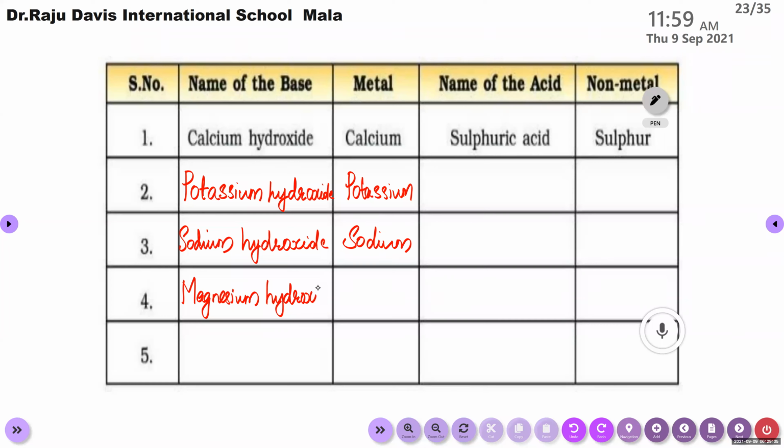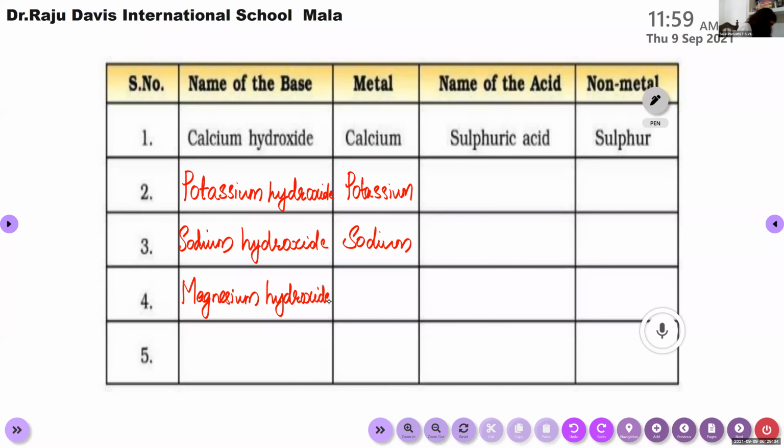Can you say what we have to do? Yes, ma'am, in which page number? Page number 48. Wait. Page number 48. Table 4.4. Now we are discussing this table. Here I will write the name of certain bases. You have to find out which metal is present in each base. Clear? Yes, ma'am.